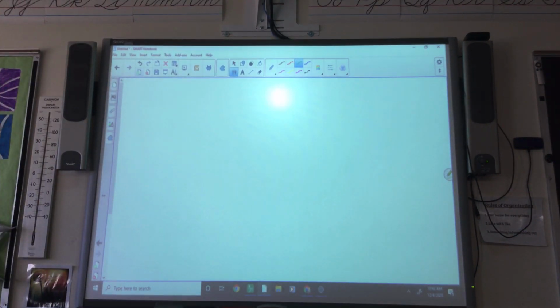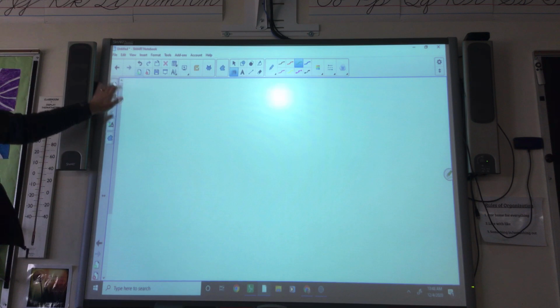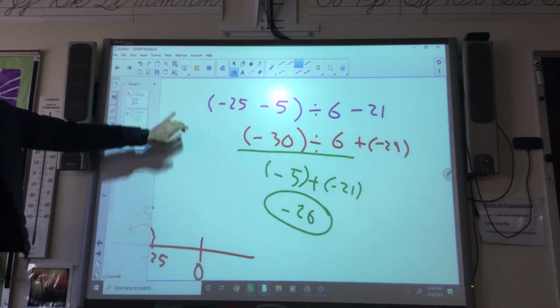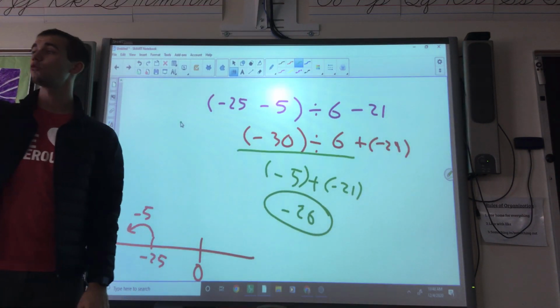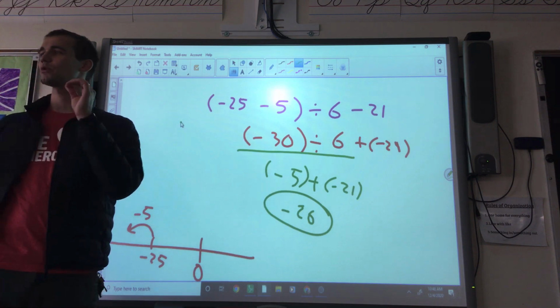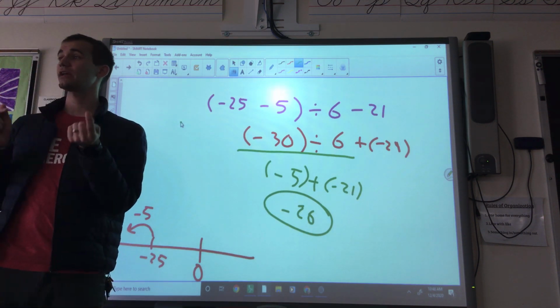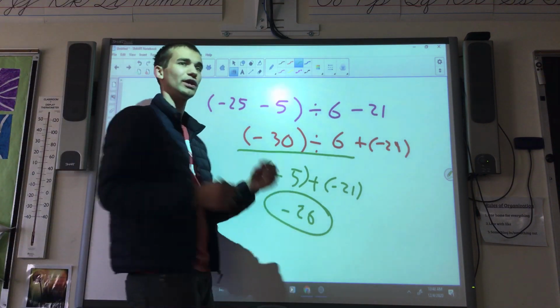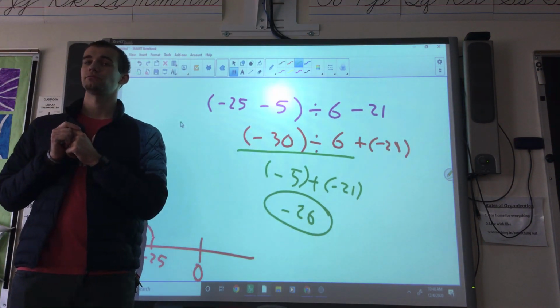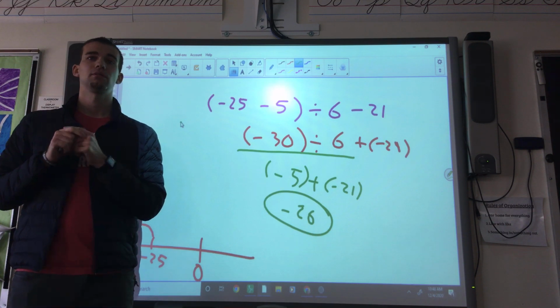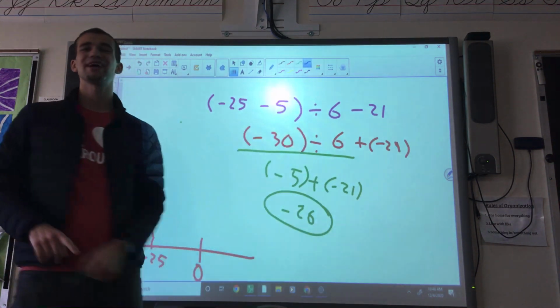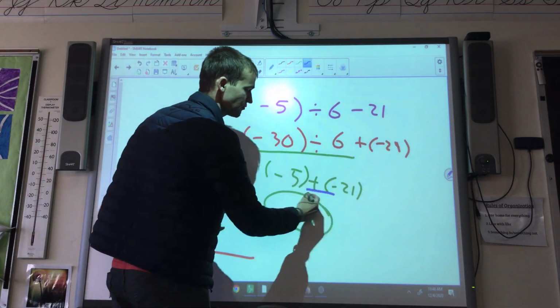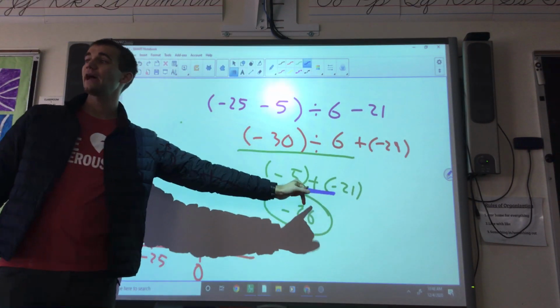Wouldn't it be 26 because there's two negative numbers? Okay, so yes, it would be negative 26 if we were multiplying. Remember, two negative numbers cancel each other out when they're multiplying. And in addition, when do two negative numbers cancel each other out? When you subtract, when they are right next to each other. So these right here, that would be them.